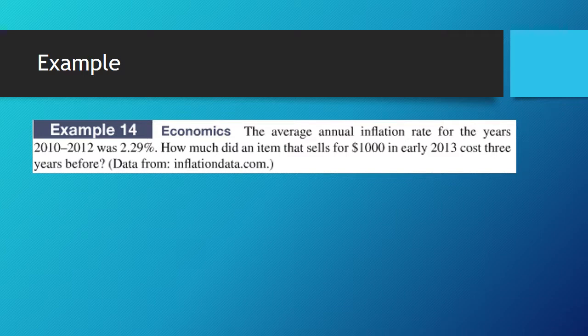Okay, here's another example. The annual inflation rate for the years 2010 to 2012 was 2.29%. The question is, how much did an item that sells for $1,000 in early 2013 cost 3 years before that? So $1,000 is going to be our future value, and we will need to find the present value, the value back in 2010. Pause the recording, give this a try, and resume the recording to check your answer.